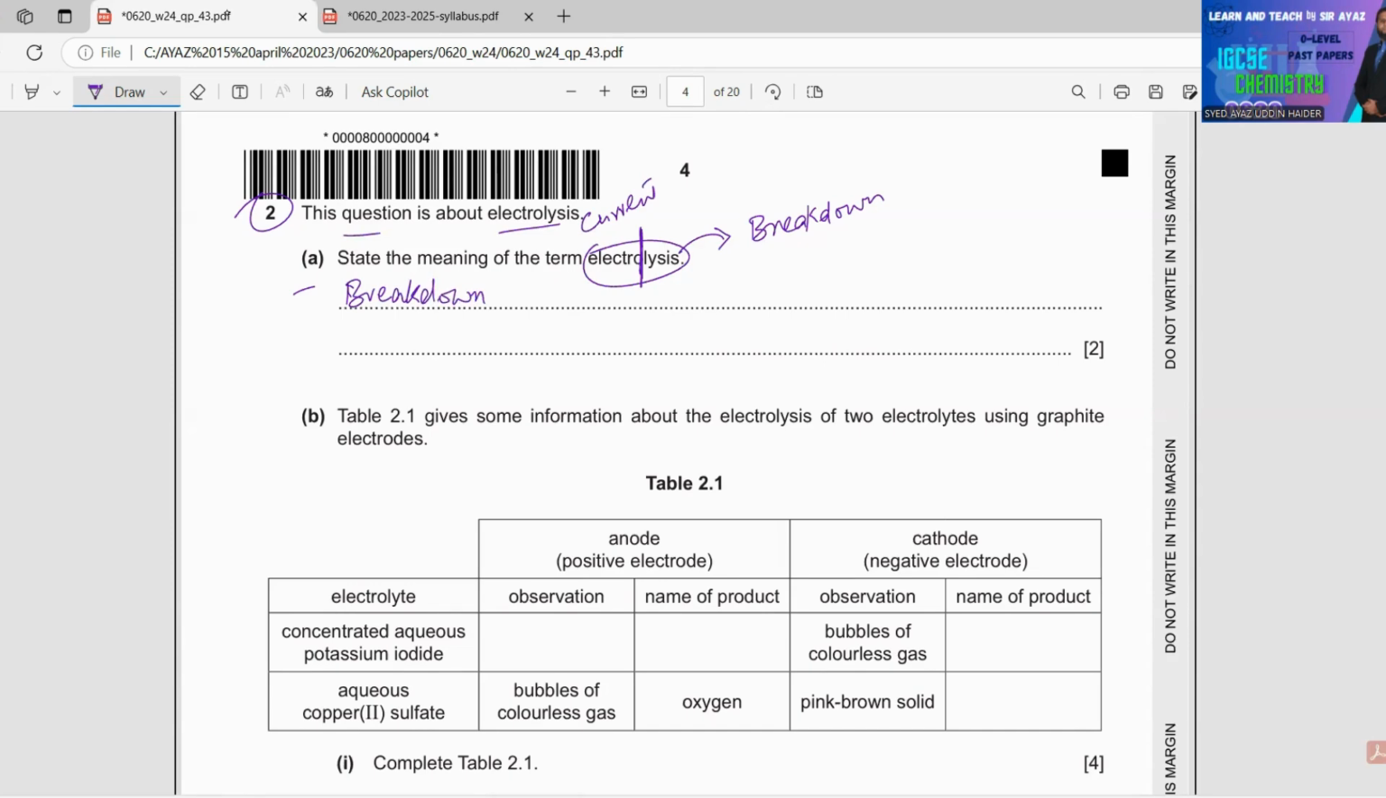Breakdown by passing an electricity of an ionic compound in molten or aqueous state.